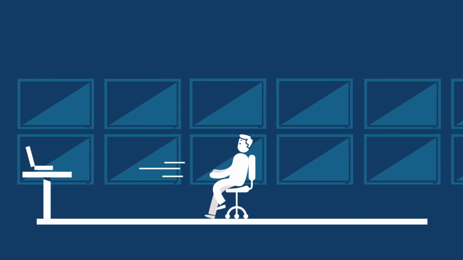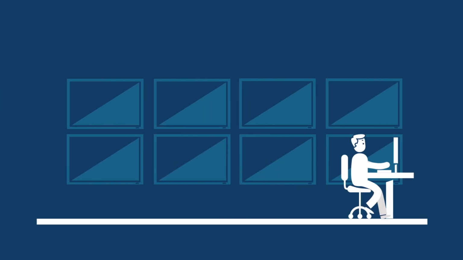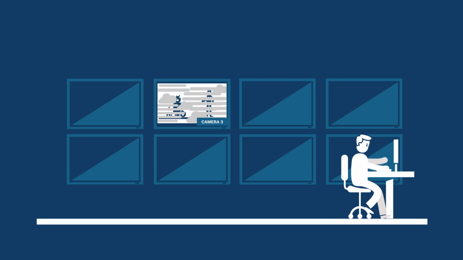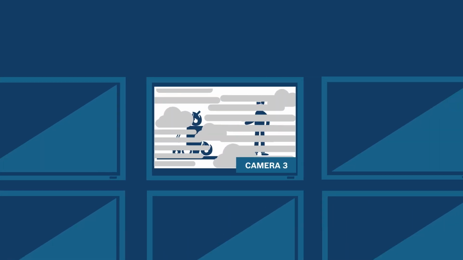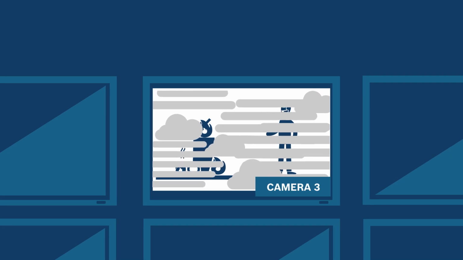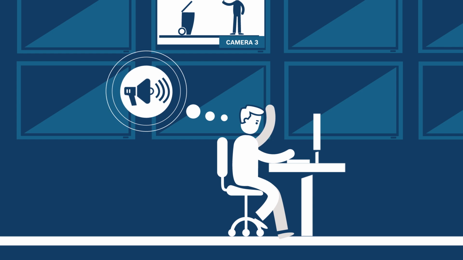Tim wheels over with his chair to the video management system, where he hectically tries to get the right camera's image on the screen to see what is happening. Finally, he found the right camera. But unfortunately, he cannot see what is going on. There is quite a confusion. Should he make an announcement?